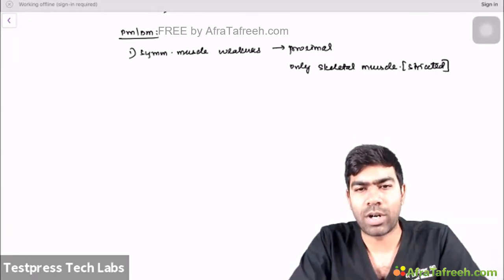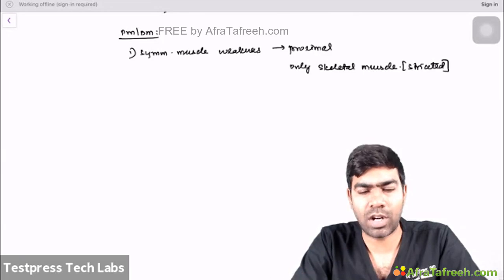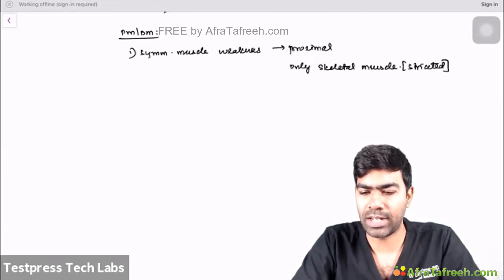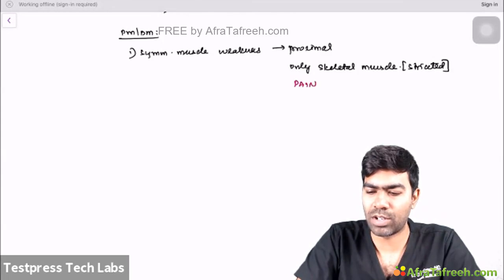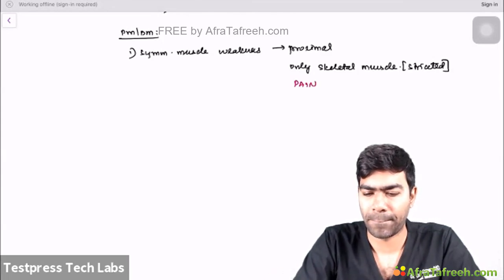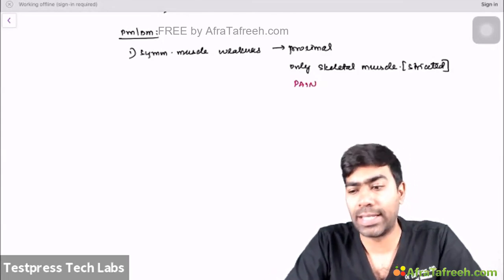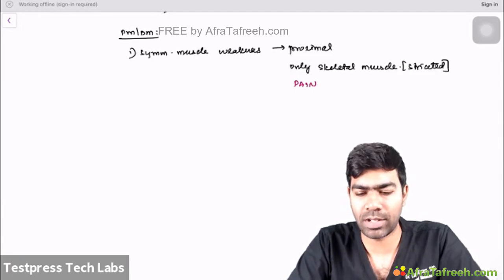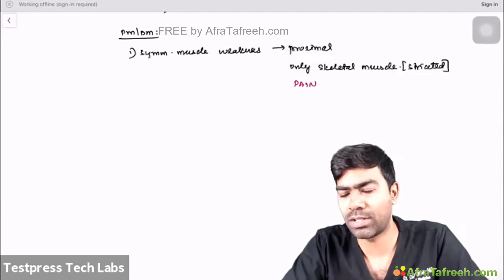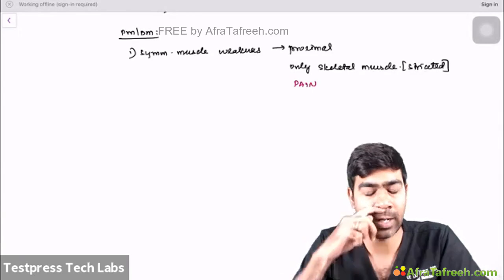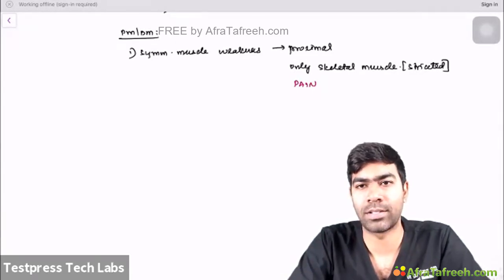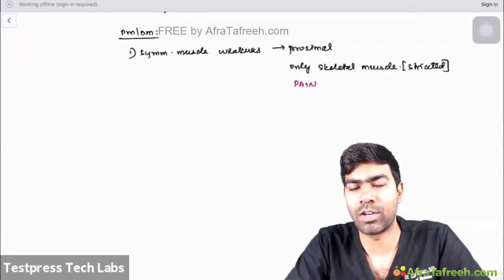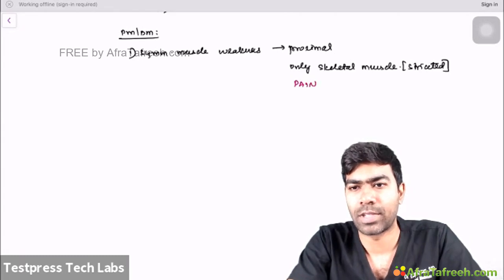And more importantly, whether they'll be associated with pain or not associated with pain. That's the question. So pain is a feature or pain is not a feature. In the setting of inflammatory myositis, we're talking about idiopathic inflammatory myositis, will there be muscle pain and tenderness, or won't there be? In the setting of myositis, I'm asking you.